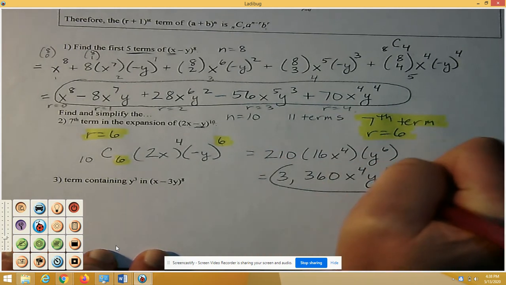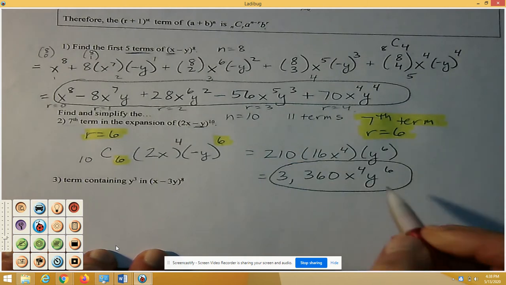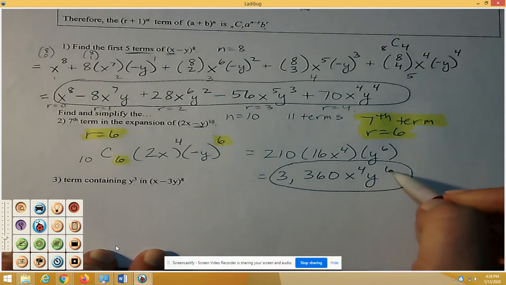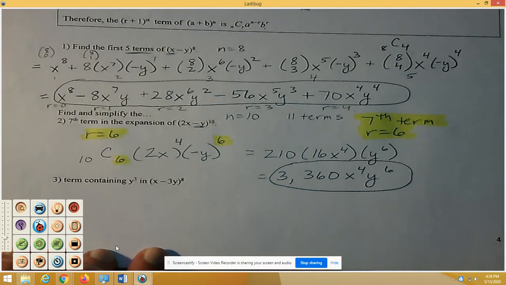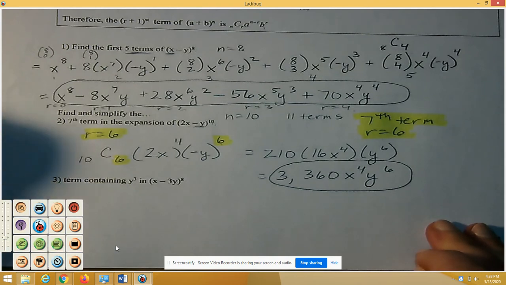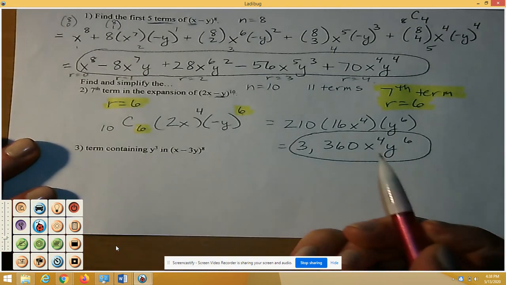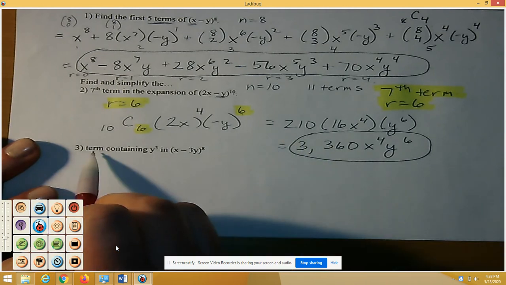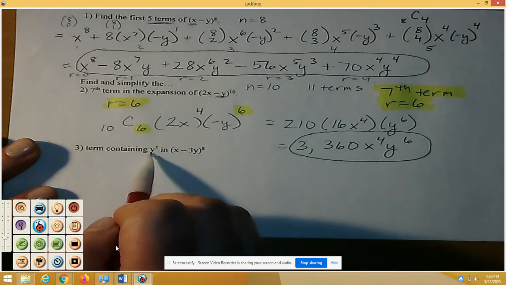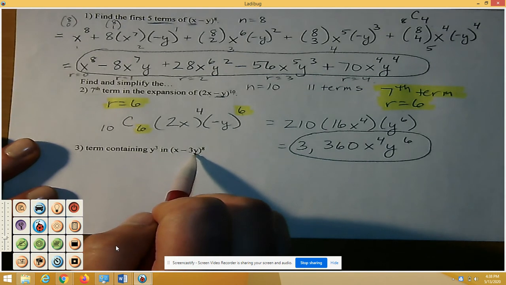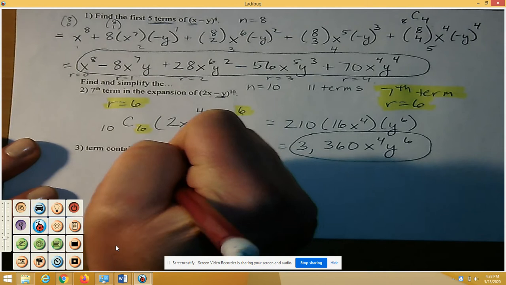I'm only looking for one term. I'm looking for the 7th term. So the 7th term will have an r value that's 1 less. I personally think that a question like number 3 is easier, because it gives you what r is. So when you are finding a term containing y to the 3rd in (x minus 3y), I know r equals 3.